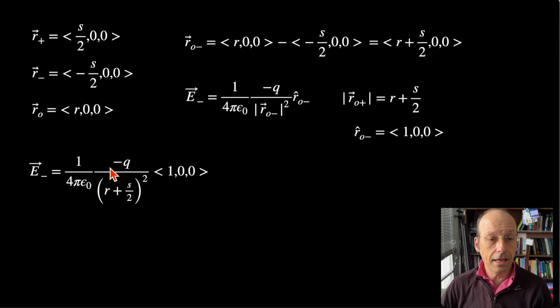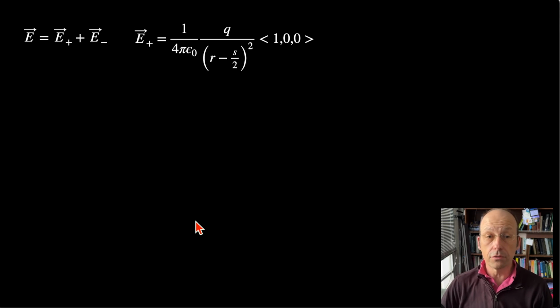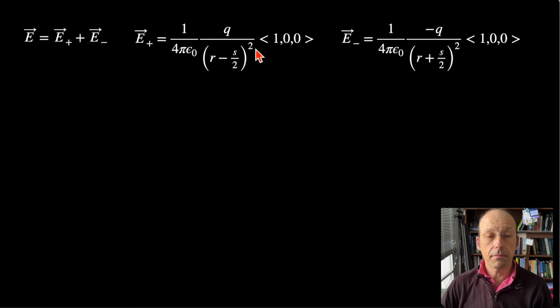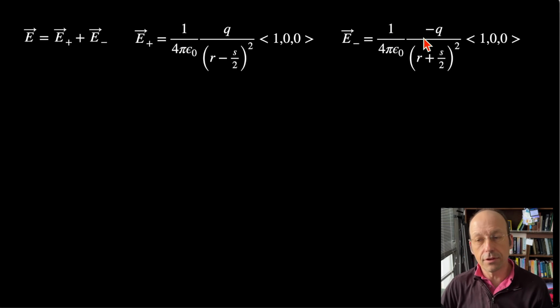So if I put that in, I get this. I have the negative q, I have r plus s over 2 quantity squared, and then that same unit vector. Now we can add those two together. The electric field is the vector sum of those two. Here's the electric field due to the positive charge, and the electric field due to the negative charge.